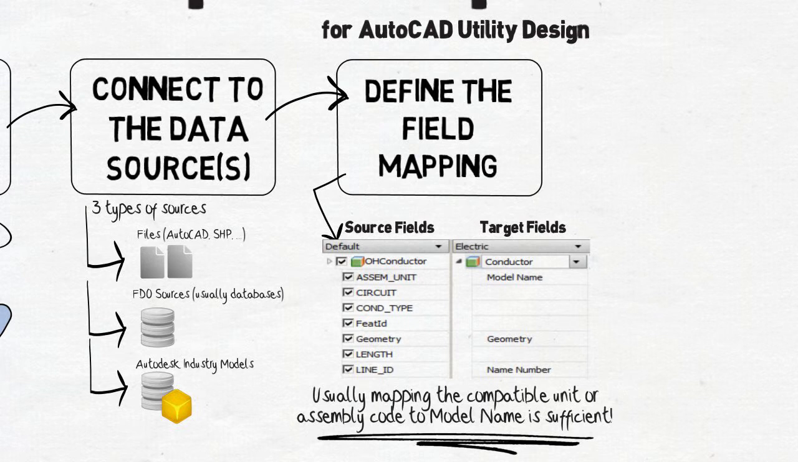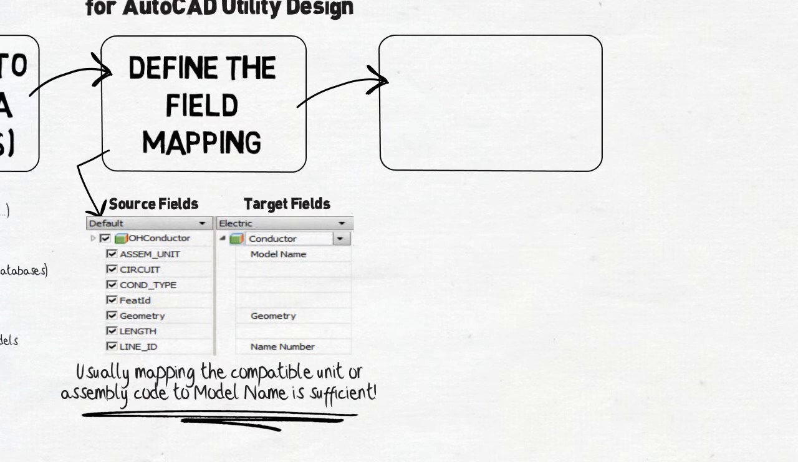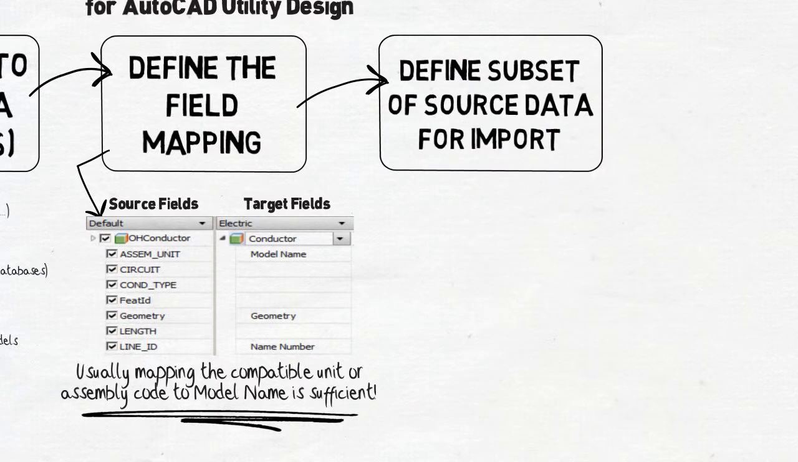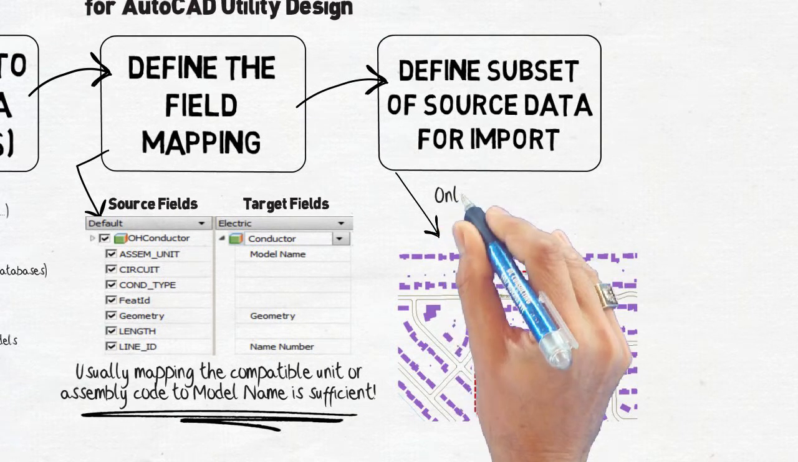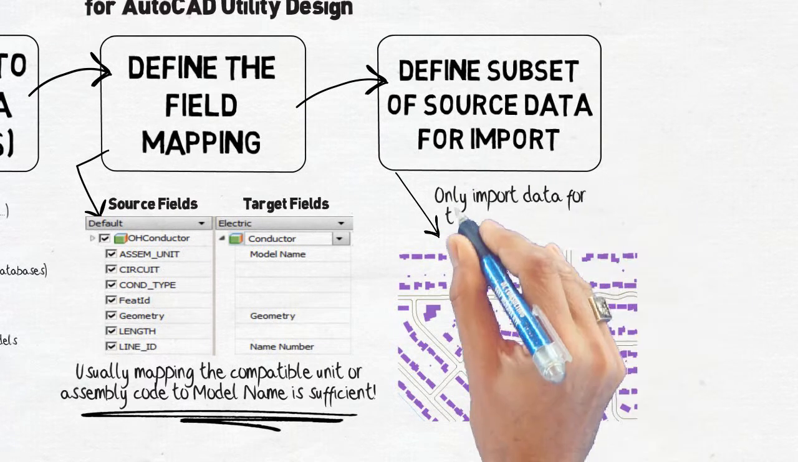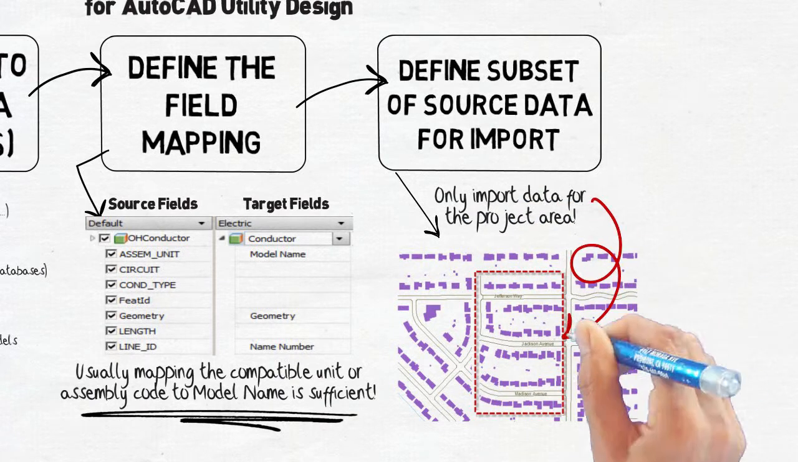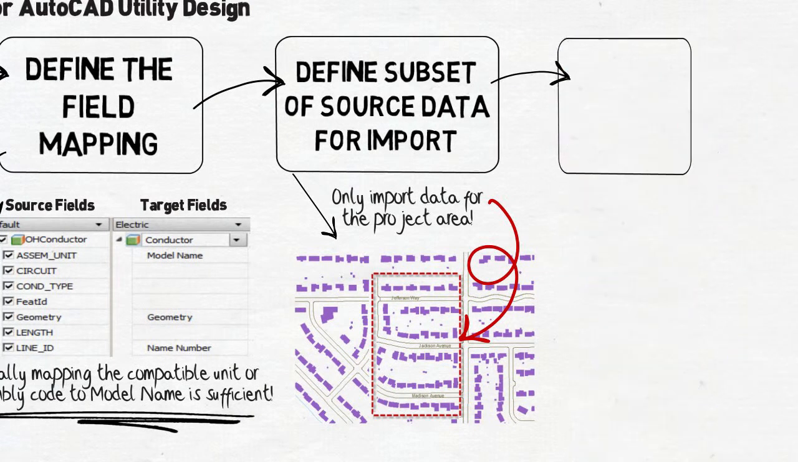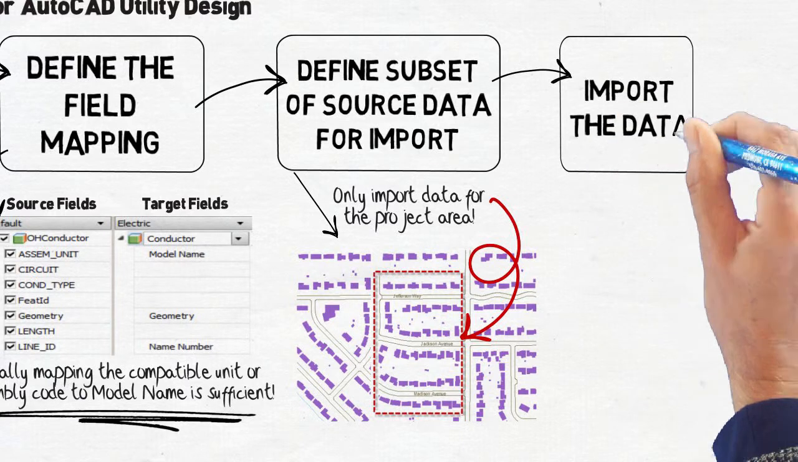Great. The next step is to define the subset of source data actually needed for import. The important thing here is to only import data for the project area. Here I've sketched a boundary around my project area, because you only want to import data for this project area for the design project. And finally, after we've carefully decided on what we need and done all the setup and the mapping and everything, we can do what we set out to do and import the data into AutoCAD Utility Design.